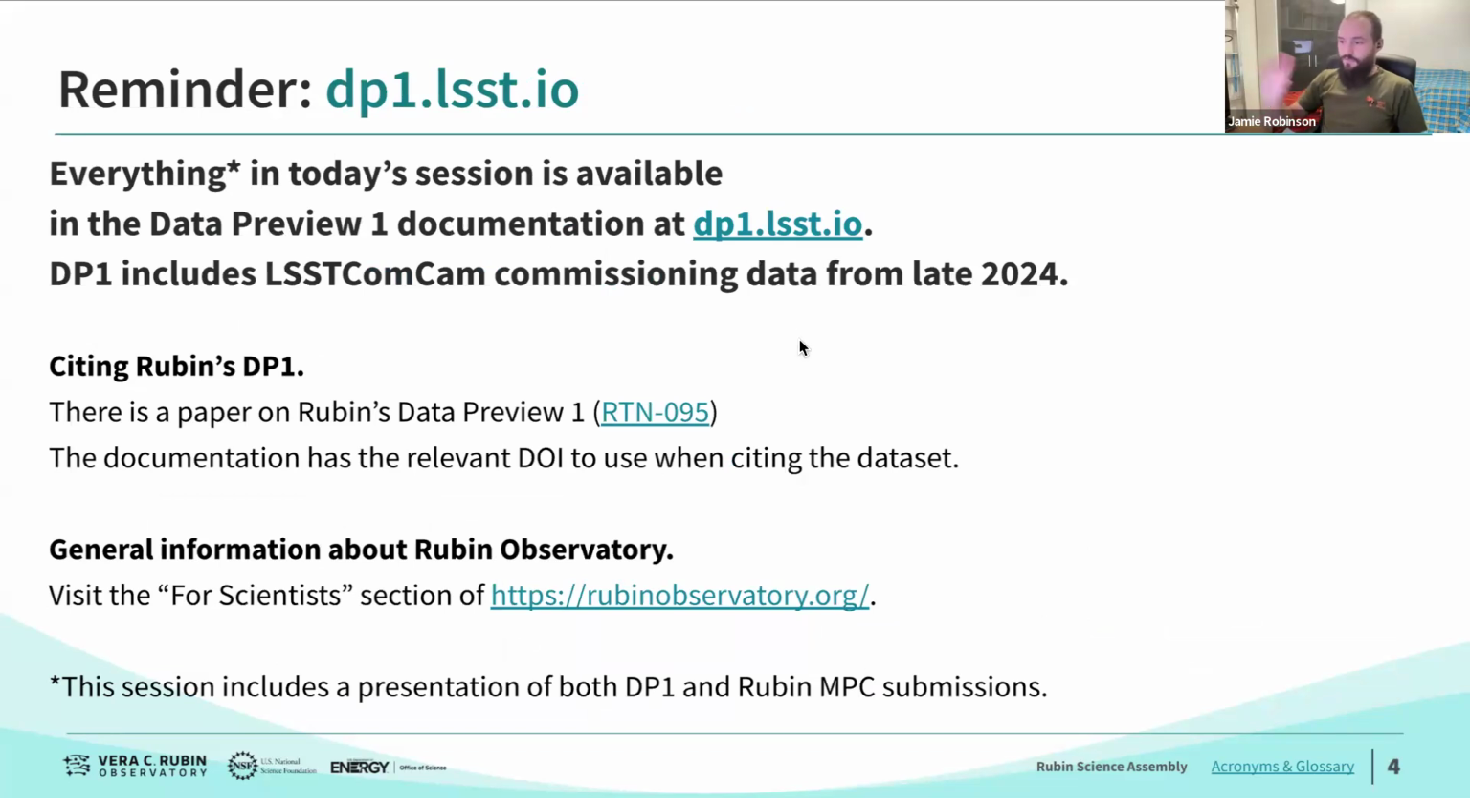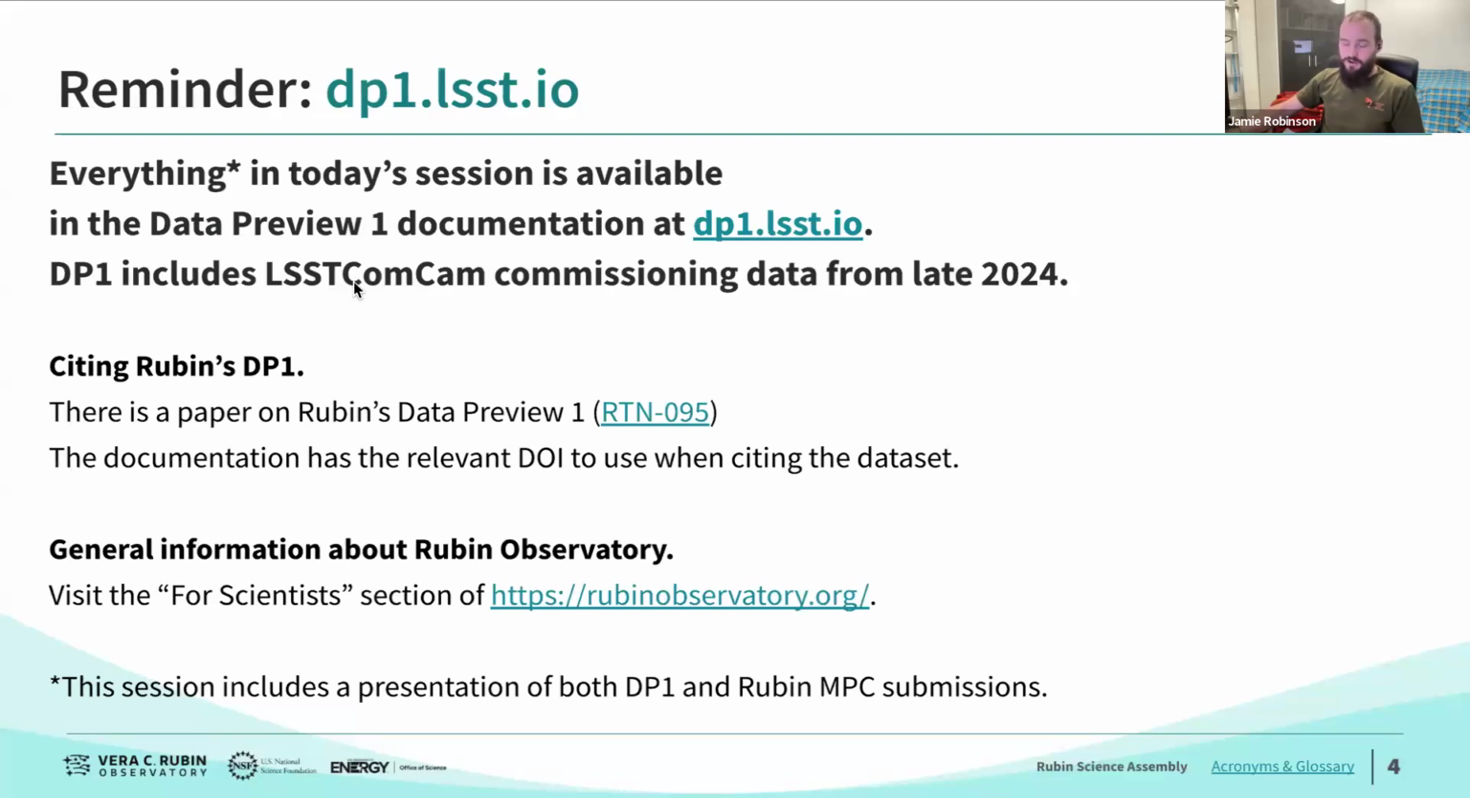And so the focus of this talk, as I said before, is Data Preview 1. Pretty much everything that we're going to be covering in today's session is available at this documentation site, dp1.lsst.io. The little asterisk here is just to highlight that towards the end of this presentation, we'll also cover some additional solar system data that is currently publicly available, but not necessarily fully packaged up with DP1. There's some stuff that's available at the MPC, which is the Minor Planet Center, which we'll explain later. And as I said, DP1 is sort of old data at this stage.